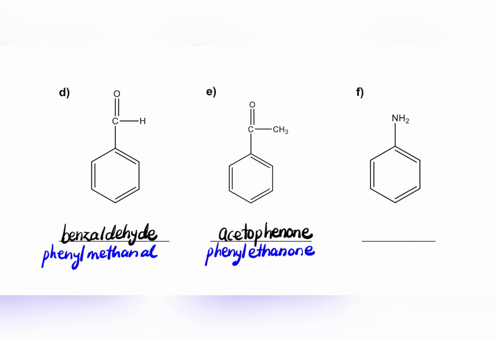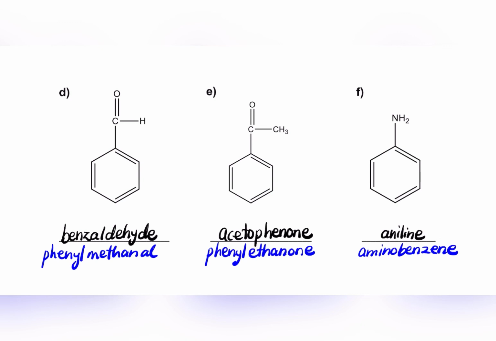And last but not least, you got benzene ring attached to NH2 group. This is amino group. So right now, the common name for this structure F is aniline. Or you can give the IUPAC name for aniline, which is aminobenzene. So I already introduced to you 6 common names for monosubstituted benzene.